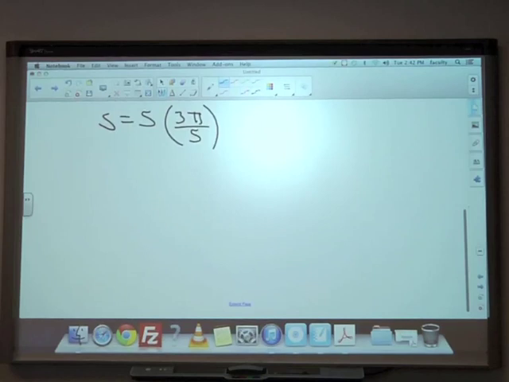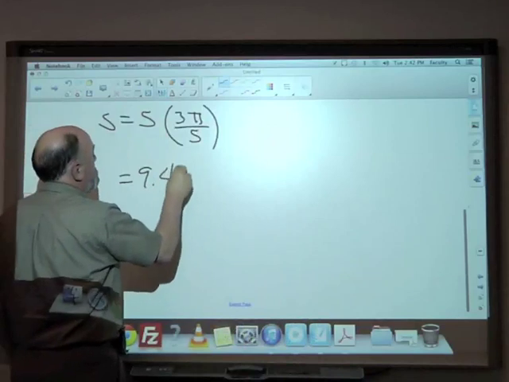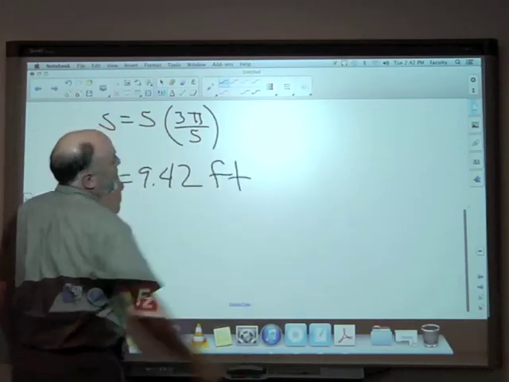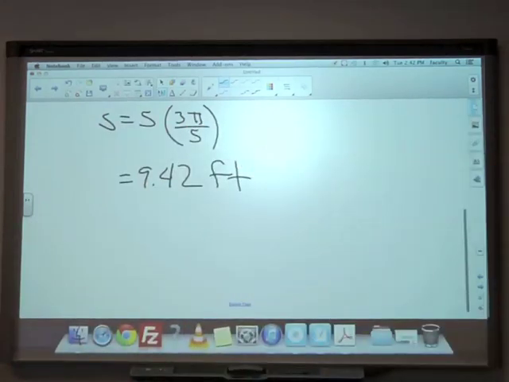Again, your calculator should have a pi key. You plug that in and you end up at 9.4. And the units will match the units on your radius. So the arc length will be 9.42 feet. It will match whatever the units were on the radius of your circle.